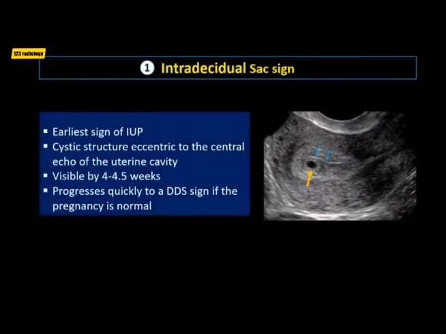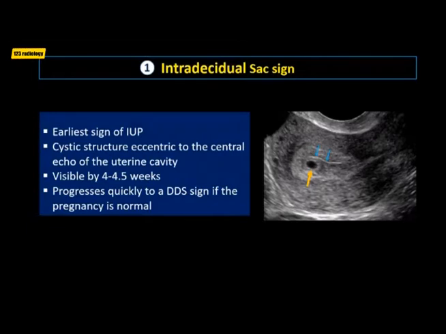Intradecidual Sac Sign. Intradecidual Sac Sign is the earliest sign of intrauterine pregnancy. It is seen at the time of implantation when the early embryo burrows itself into decidualized endometrium. It is seen as a spherical, cystic structure eccentric to the central echo of the uterine cavity.